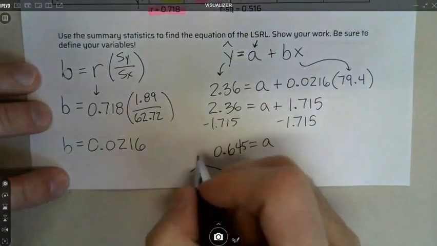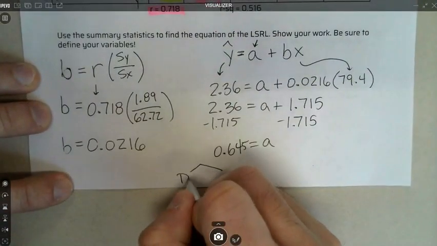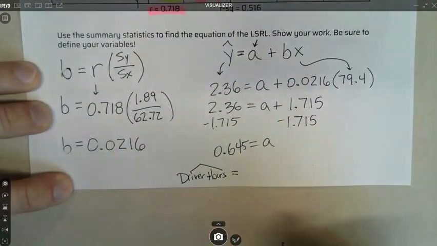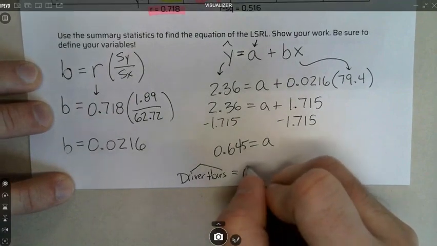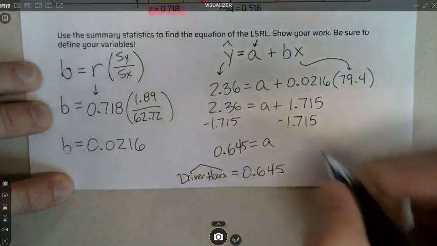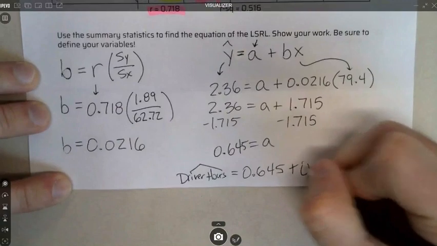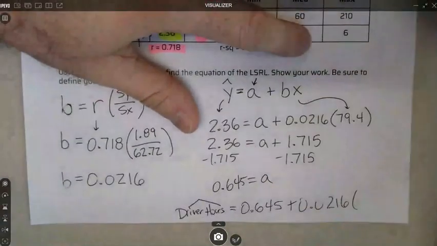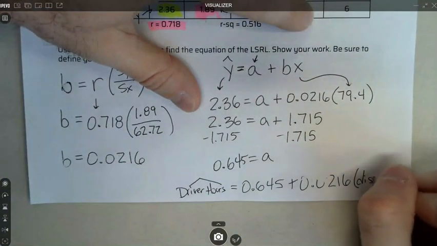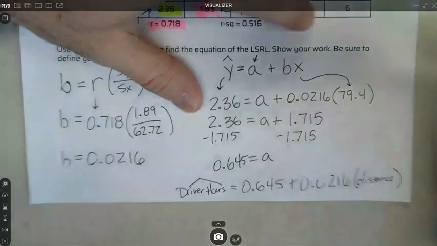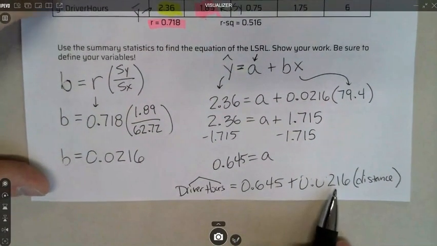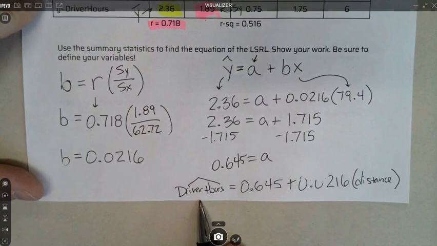The predicted driver hours is equal to our y-intercept, 0.645, plus our slope, 0.0216, times our explanatory variable, which is distance. So from those summary statistics of distance and time, now we have an equation where the company can plug in a distance to predict how many hours they're going to need to make that delivery.